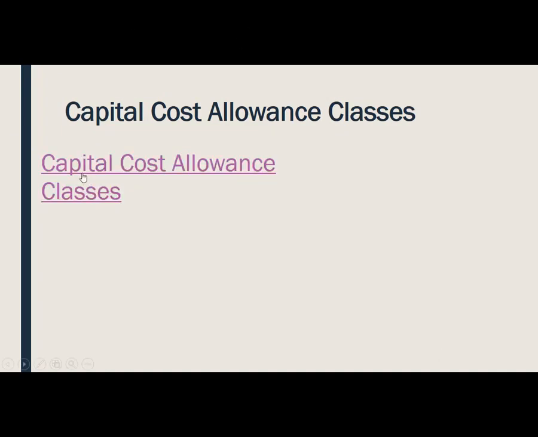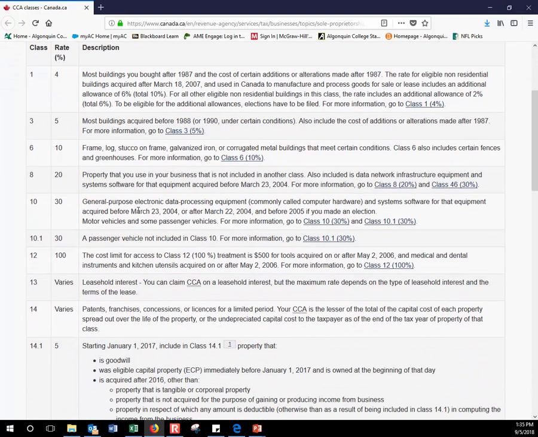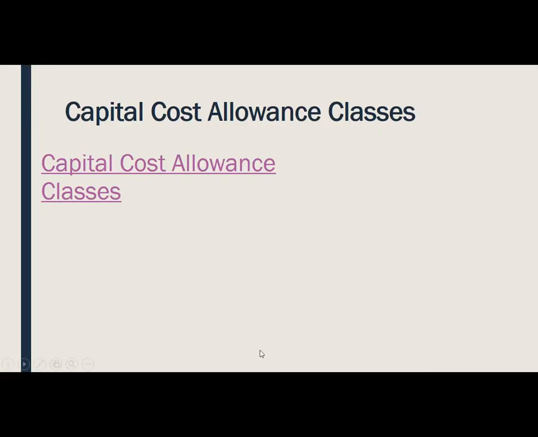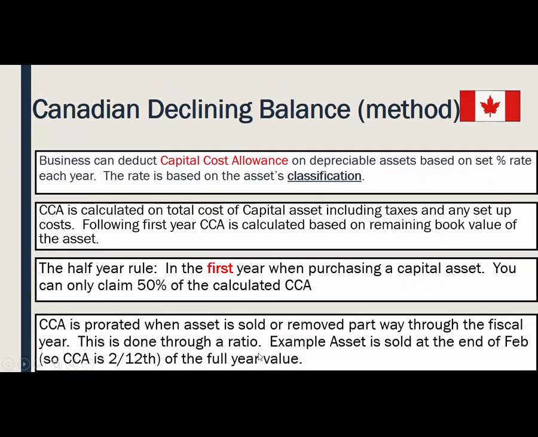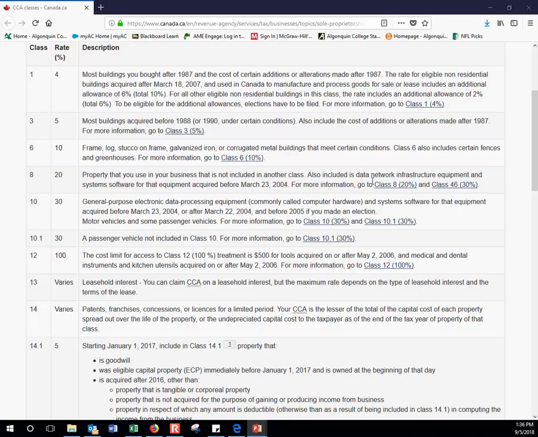Now, capital cost allowance classes, we do not make that up, like I said. So I would suggest you refer back to this website. There's a link within your presentation, or just research it. And the Government of Canada, in particular the Canada Revenue Agency, CRA, have a website that explains. So we just went through, let's take a look again, a car, a Class 10 asset, which provides a CCA rate of 30% each year.